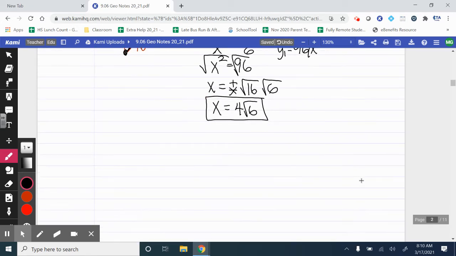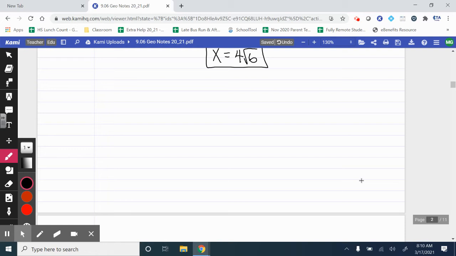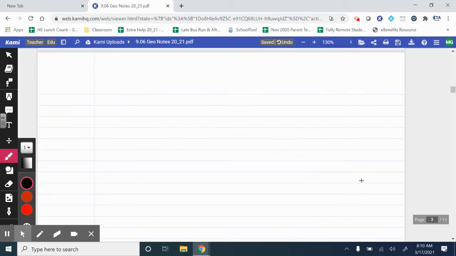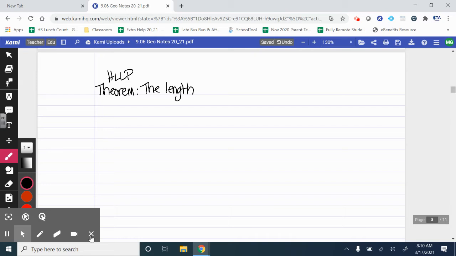Okay, so next up, I'm going to go to this page. We're going to talk about the next theorem. Like I said, there's two theorems. So this one is the HLLP theorem, or help, however you want to say it. So I'll write out the theorem again like we did before, and then we'll see what it actually means.